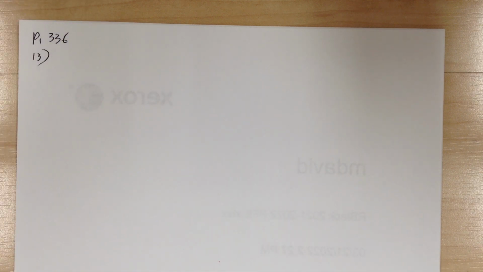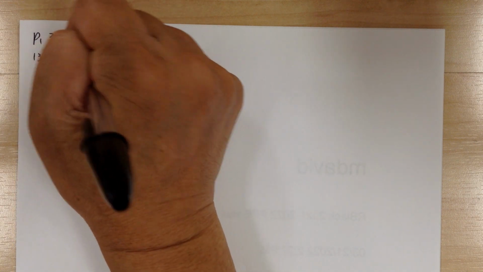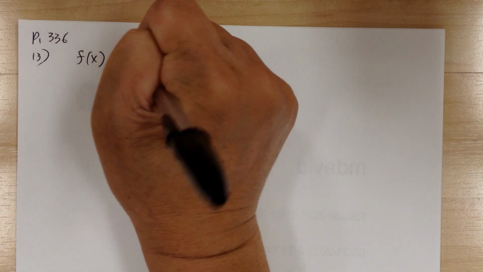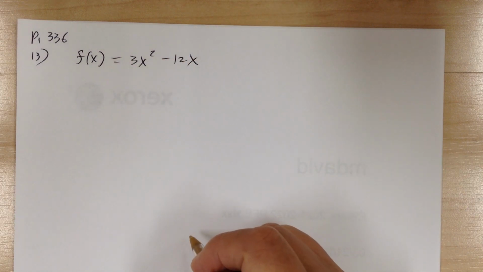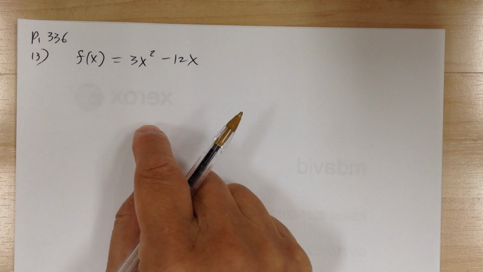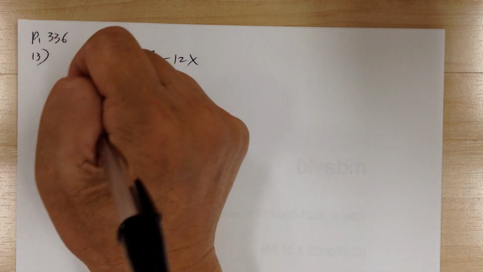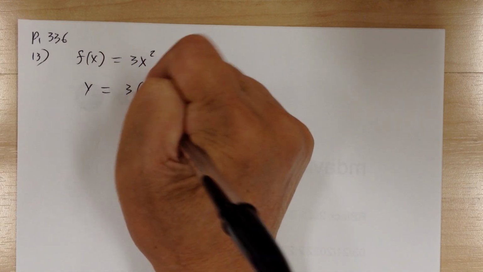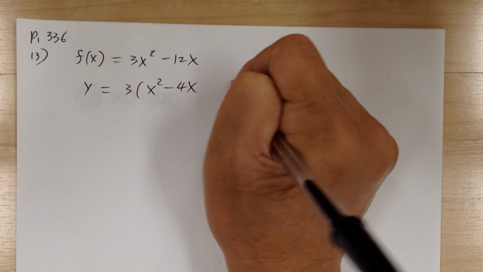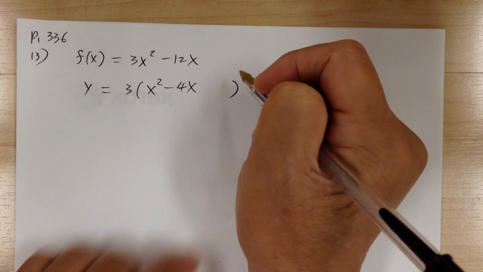Number 13, I'm going to get this ready. You have f of x equal to 3x squared minus 12x. There's nothing to add or subtract, so that's kind of nice. Then we need to factor out the 3. So y equal to, remember f of x is y, factor out the 3, so you get x squared minus 4x. You can leave a blank space over here for the missing number.